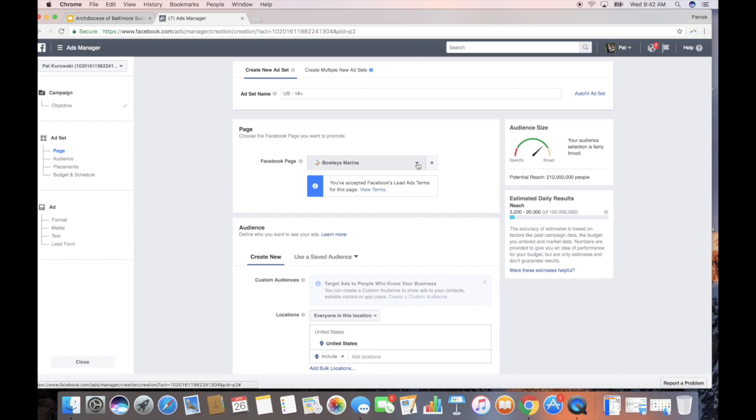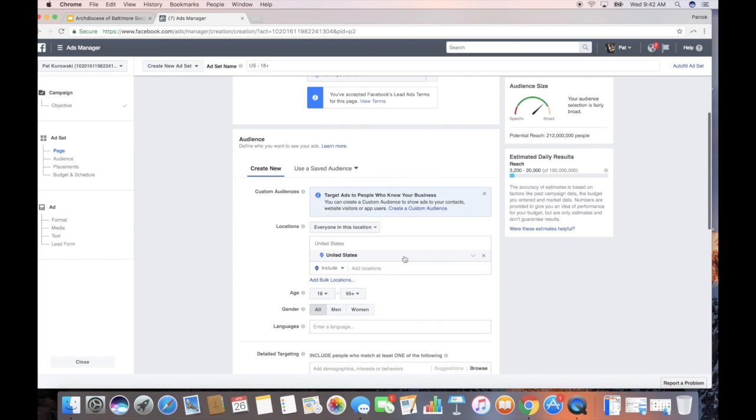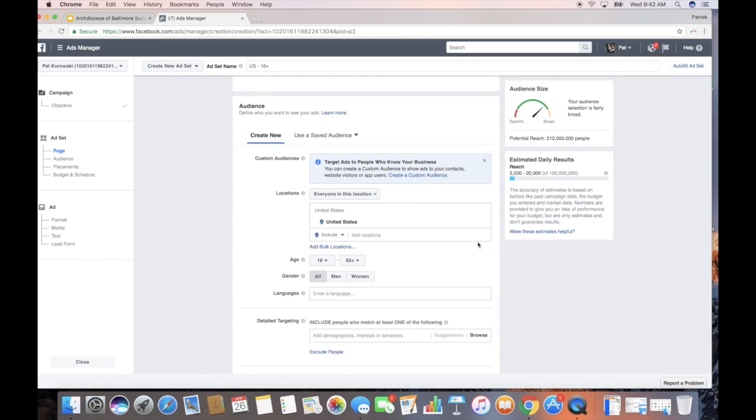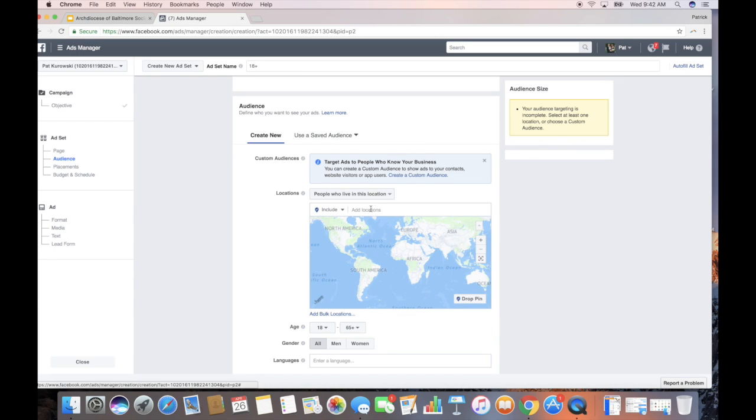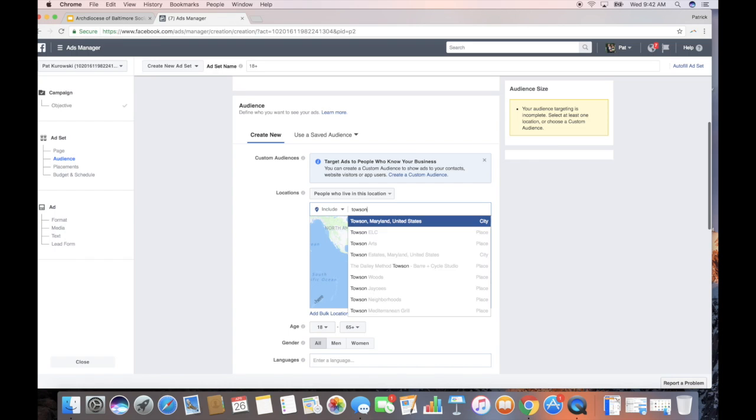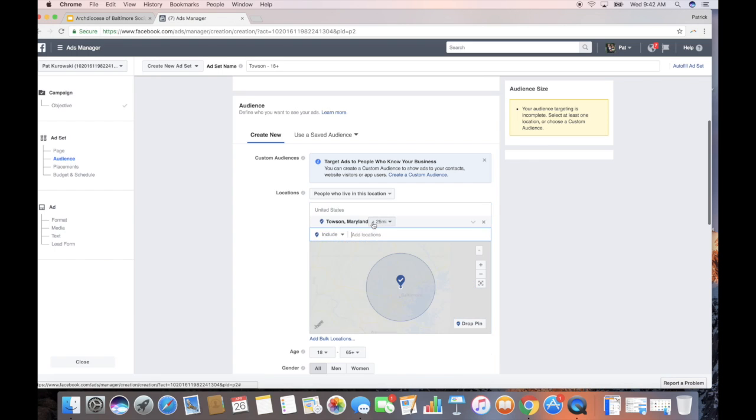You'll select the page that you want to have this ad for. In your case, it's always going to be your schools. And then you'll scroll down and start defining your audience. So let's just say we want to focus on people that live in Towson, Maryland. So we'll go ahead and select that.